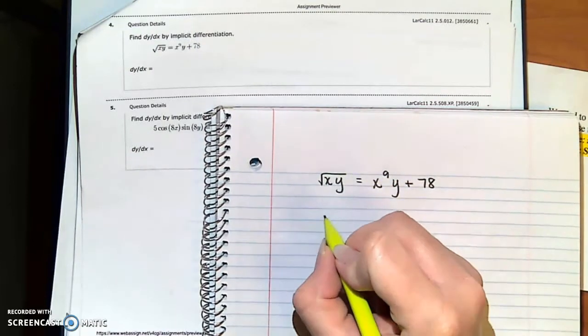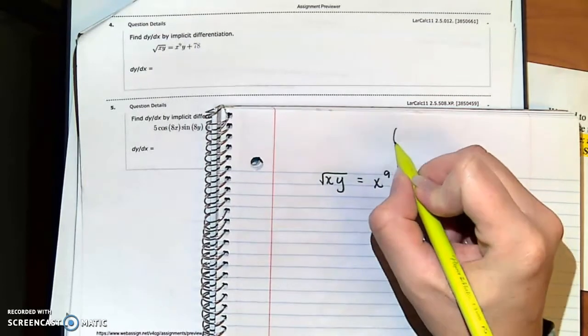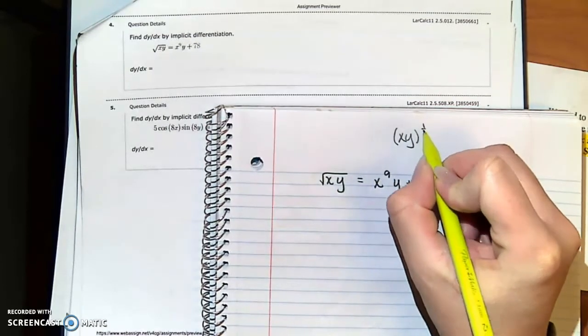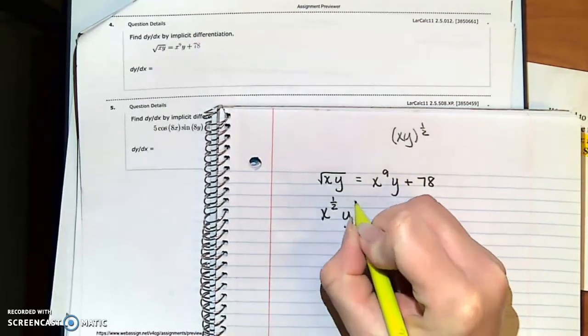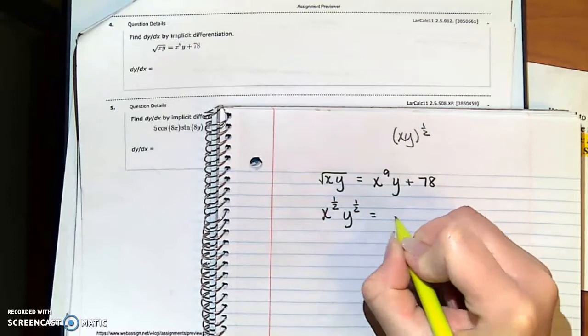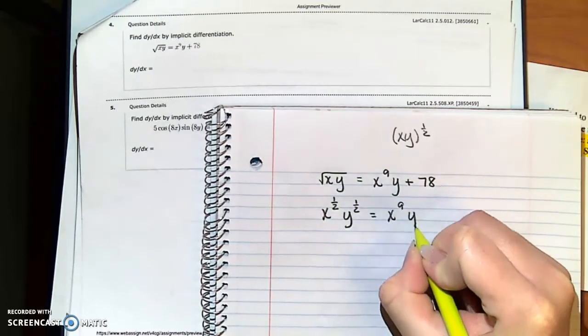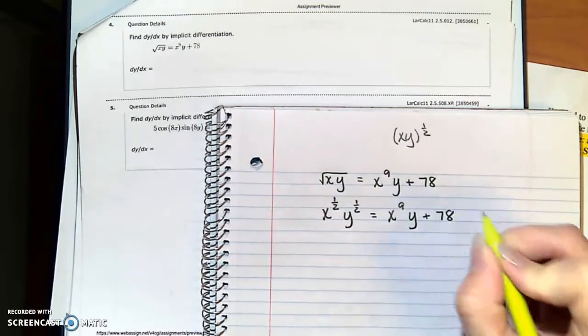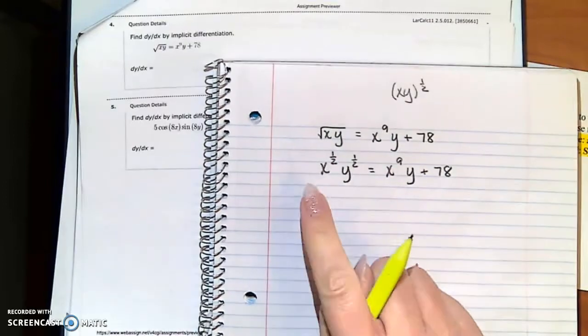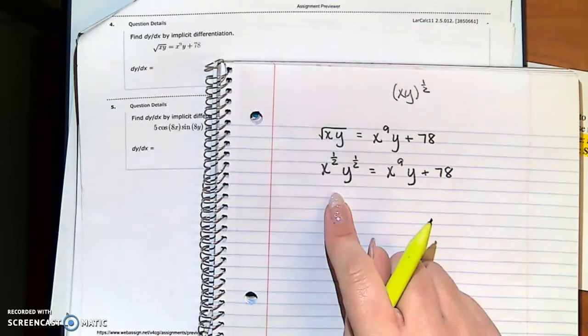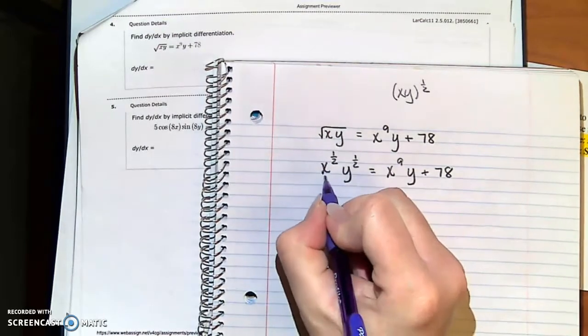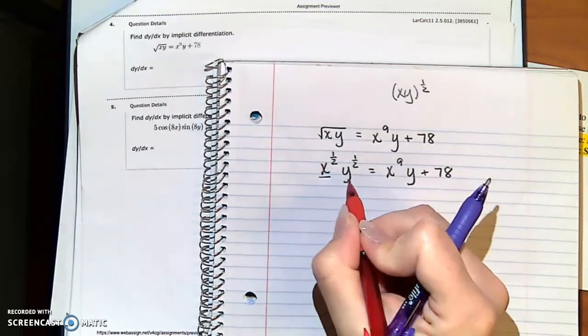So what I'm saying is I can rewrite that. Remember, that would be an xy to the 1/2. So I'm going to rewrite him as an x to the 1/2 and a y to the 1/2 equals x to the 9th y plus 78. So now I can just do plain old product rule here. I don't have to worry about other weird stuff. So this one, I have first and I have second.